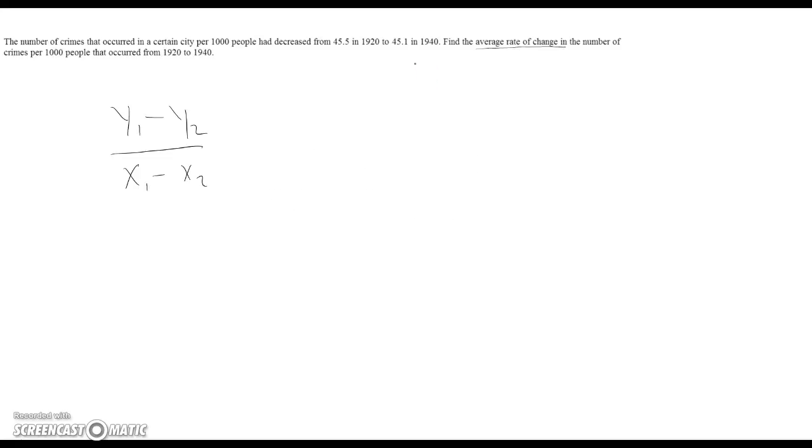So we need to turn these into some points, right? And we need to think about the units that we have here. So it says we have crimes in a city per 1,000 people, and then they also give us years, right? Okay, so you see it's 45.5 in 1920, right? So time is almost always the x value. That's something to remember. So I'm going to write this as 1920, comma, 45.5, and the other one would be right here, which would be 1940, comma, 45.1.